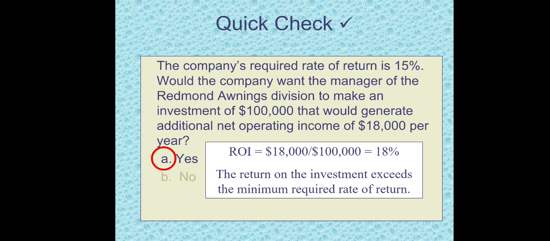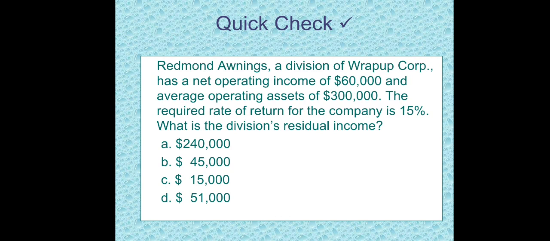The company wants the manager to take the new investment, but if the manager is evaluated using ROI, the manager does not want to take the investment. Okay, this problem can happen if a business uses ROI to evaluate the performance of a division and also the division's manager. Okay, and then let's see here.